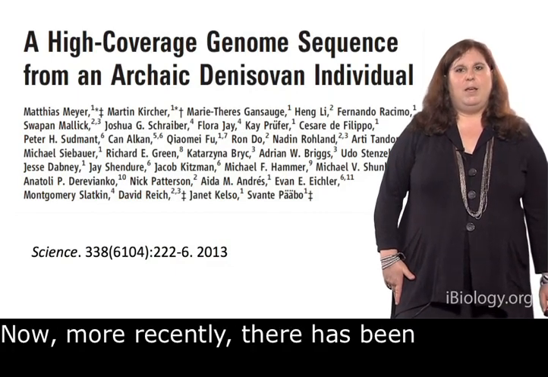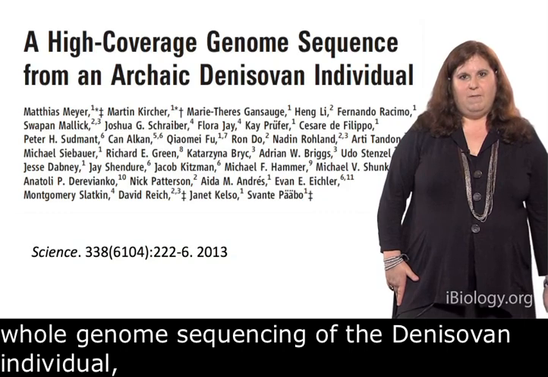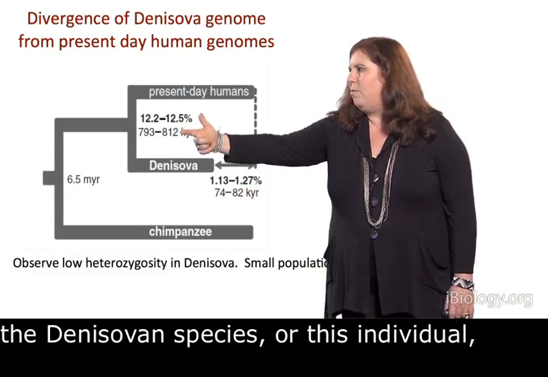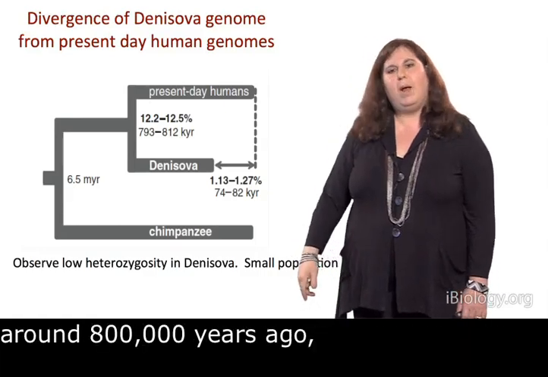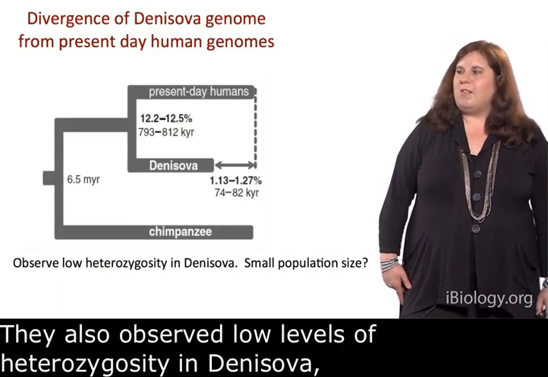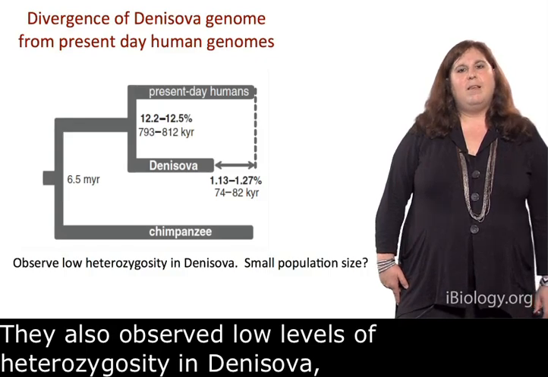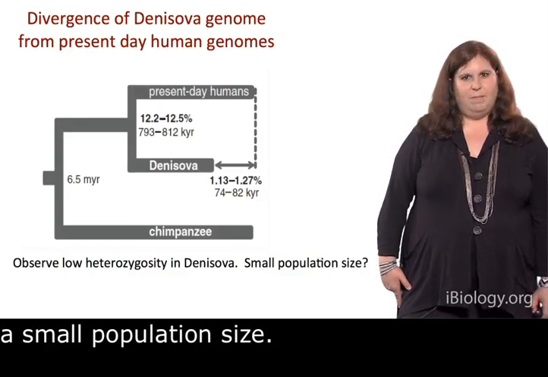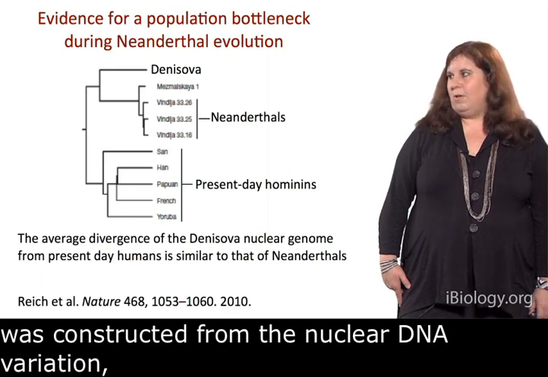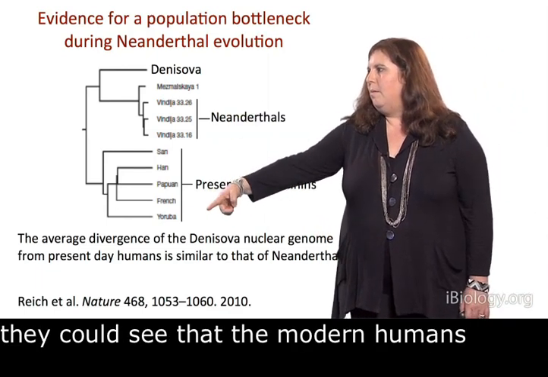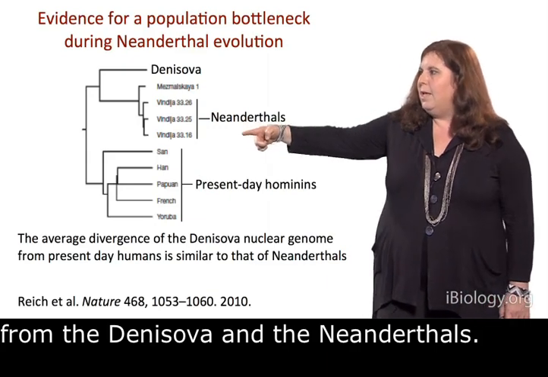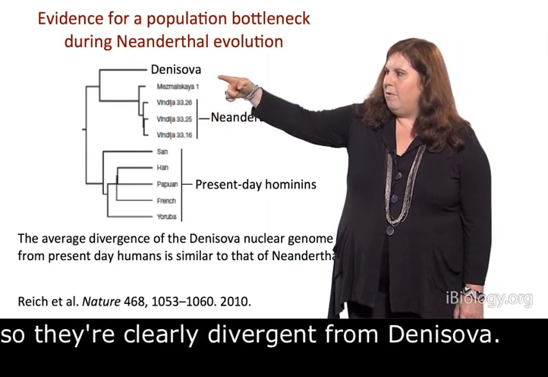Now, more recently, there has been whole genome sequencing of the Denisovan individual. And what that has shown is that the Denisovan species, or this individual, appears to have diverged from modern-day humans around 800,000 years ago, consistent with what we saw from the mitochondrial DNA. They also observed low levels of heterozygosity in Denisova, suggesting that they may have had a small population size. Additionally, when a phylogenetic tree was constructed from the nuclear DNA variation, they could see that the modern humans tend to cluster together, and as we expect, they're divergent from the Denisova and the Neanderthals. The Neanderthals tend to cluster together, so they're clearly divergent from Denisova.